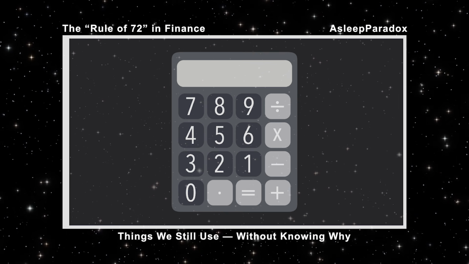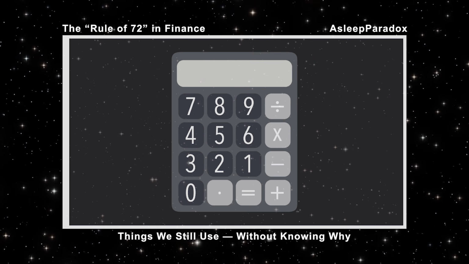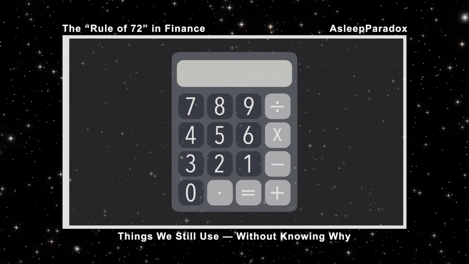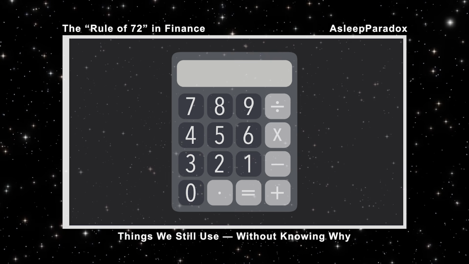Over time, the Rule of 72 became embedded in financial education. It appears in textbooks, investment seminars, and advisory materials. Its endurance reflects not only mathematical convenience but also pedagogical effectiveness.